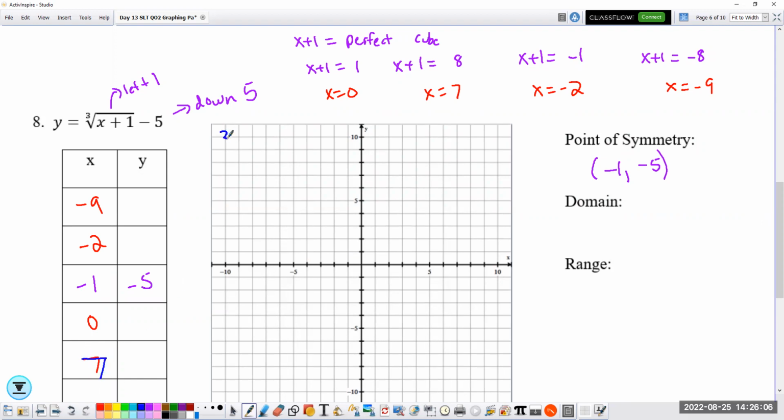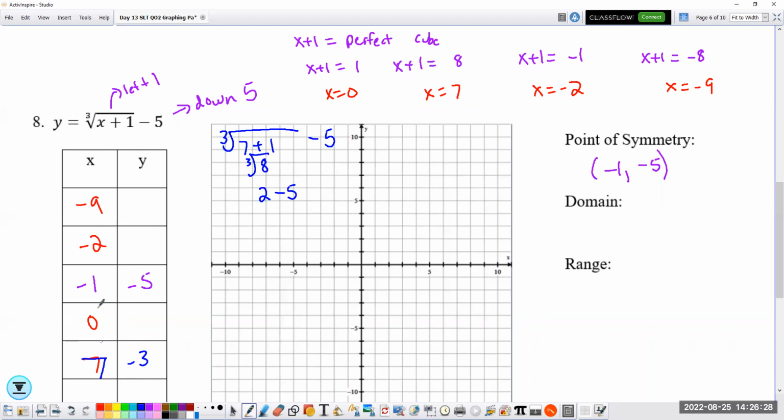If I substitute 7, the cube root of 7 plus 1 minus 5. 7 plus 1 is 8. What number multiplied 3 times gives us 8? 2. Cube root of 8 is 2, and then minus 5 is negative 3.